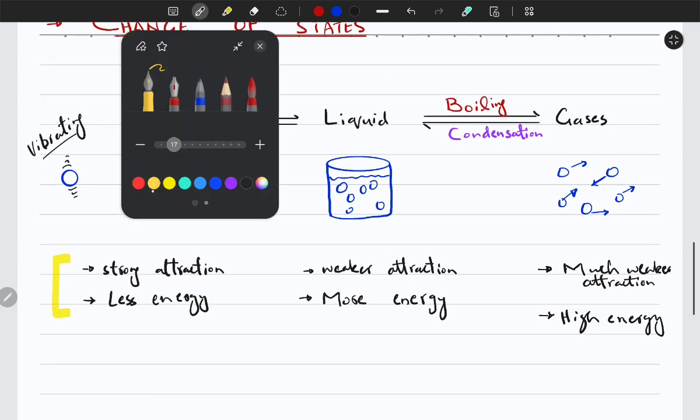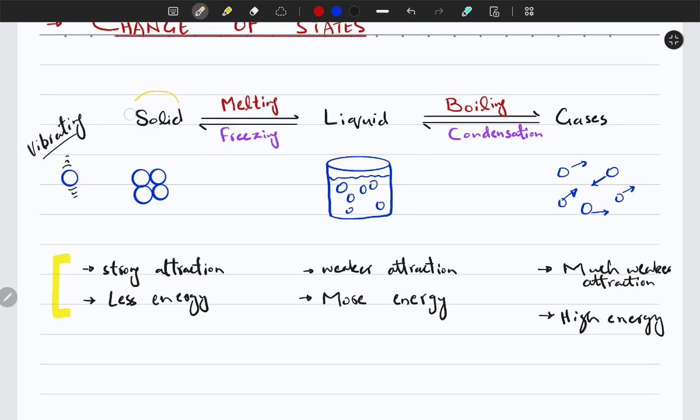What do we need to do if we want to change solid into liquid? We need to increase the energy of particles so that they start moving freely. And how do we increase the energy of particles? We provide them energy, and the easiest way to provide energy is by heating. If you heat a solid, the energy of the particles would increase, the attraction would decrease, and the state would change from solid to liquid.